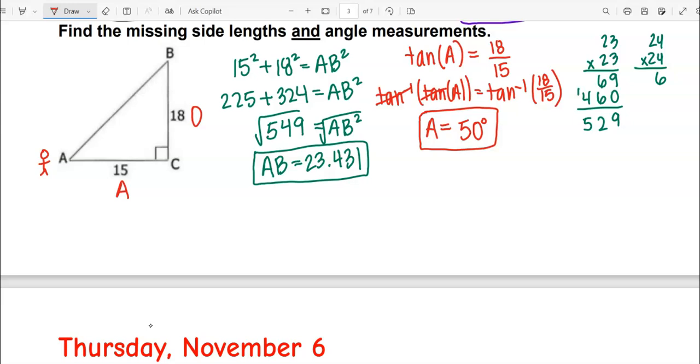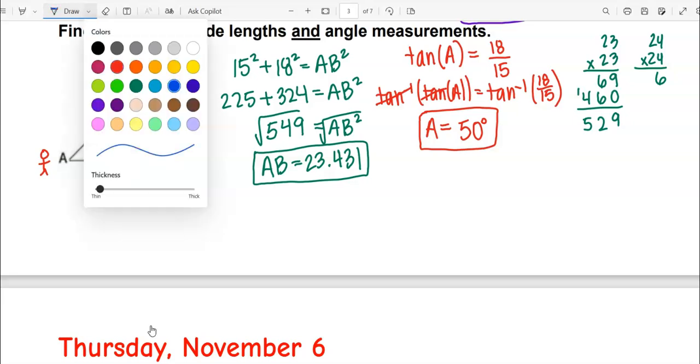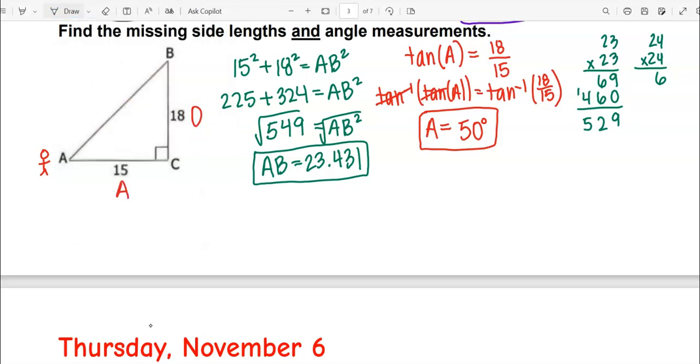All right. The only one left is B. So if I put little man at B, what is 18 now? Adjacent and 15? Opposite. So set it up for me. Tell me what to write. Tangent of B equals what? 15 over 18. I'll give you about a minute. Try to solve that one on your own.